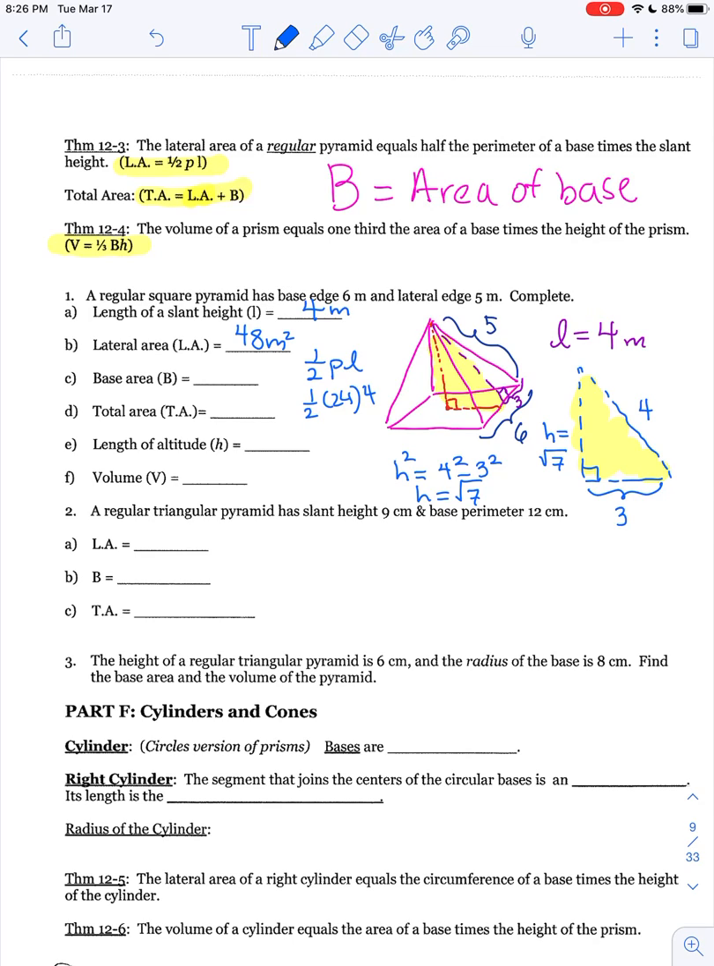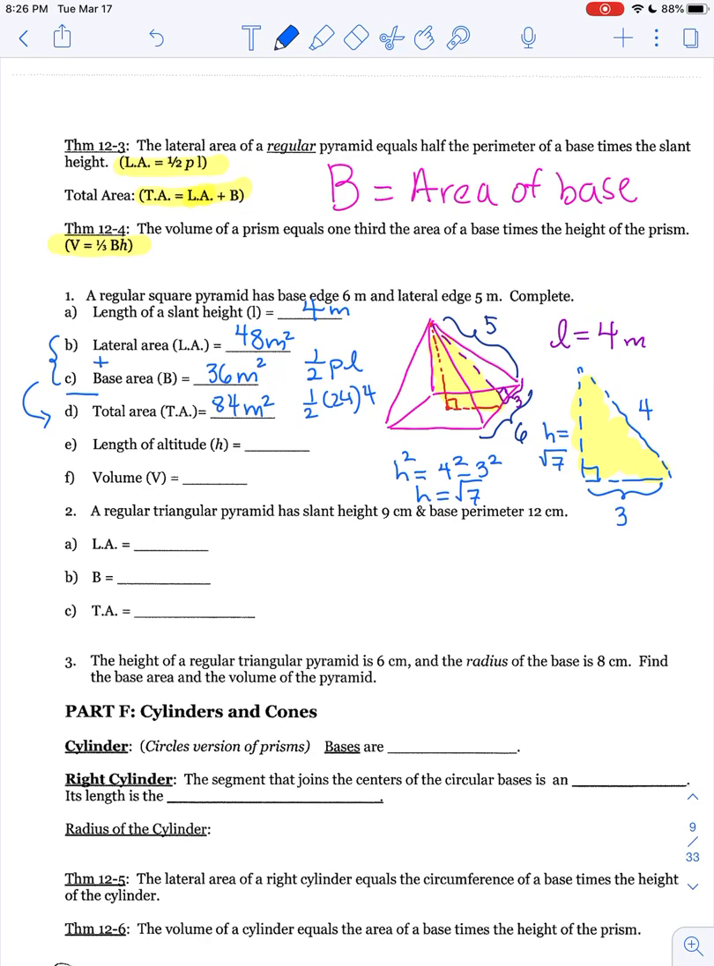The above units is meter. The base area, since the base is a square, would be 6 squared, or 36 meters squared. In order to find the total area, you would add these two values, and that would give us a value of 84 meters squared.